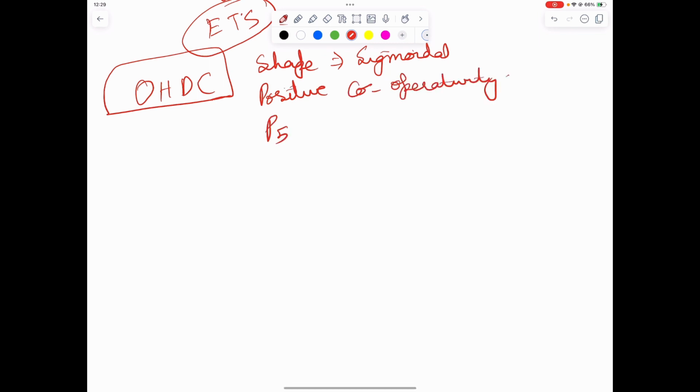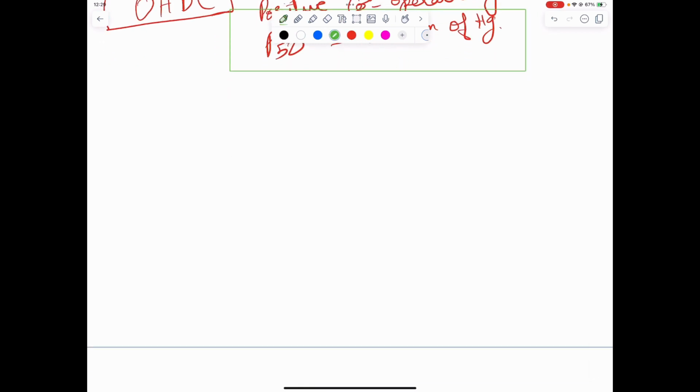Now, the partial pressure of oxygen when saturation is 50%. When the hemoglobin is 50% saturated, what is the pressure? That is 26 millimeters of mercury. That you will have to remember. Just remember this information. Now remember this. So, the oxygen hemoglobin dissociation curve.